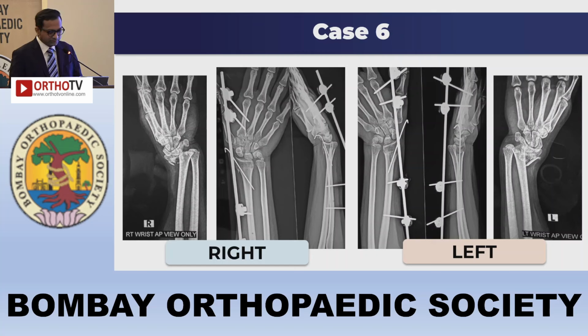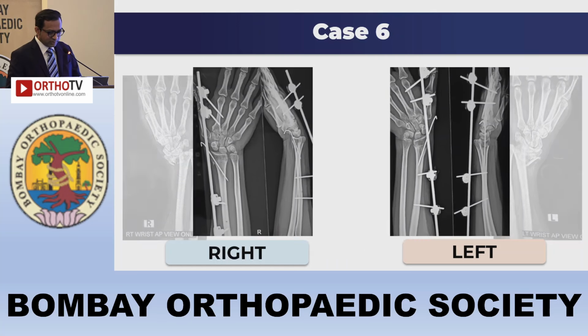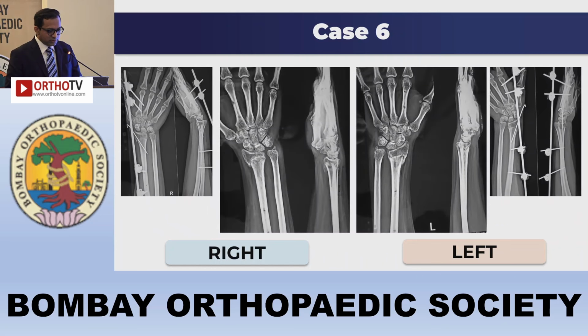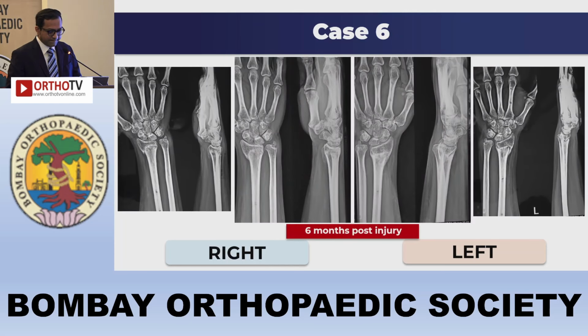Okay. On the right side looks very distracted. Radiocarpal space. Undergo CRT. So this was the X-ray when everything is removed. 6 months post-injury. Still she is symptomatic on both the side. What symptoms? Rotation or hand? Both.